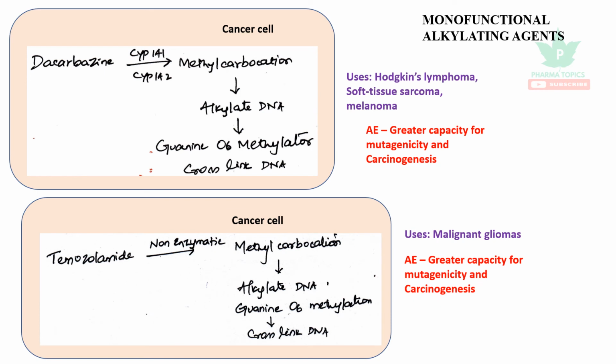And the next drug is temozolomide. By non-enzymatic hydrolysis, it does not need any activation. It is getting converted to methyl carbocation. They alkylate the DNA and cause crosslinks. It is used in malignant gliomas, and there are more chances for mutagenicity.